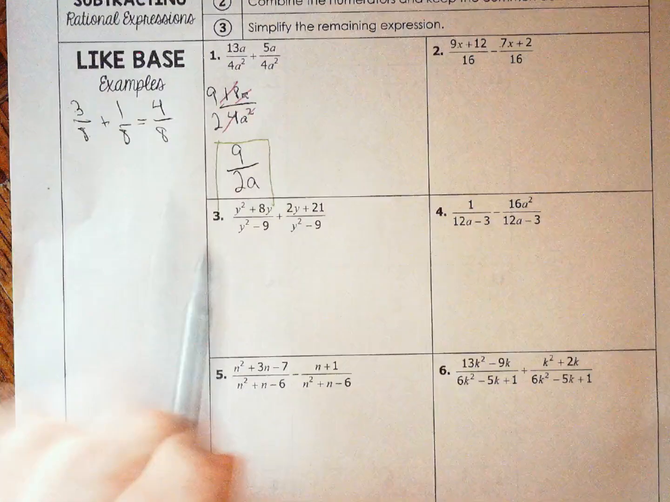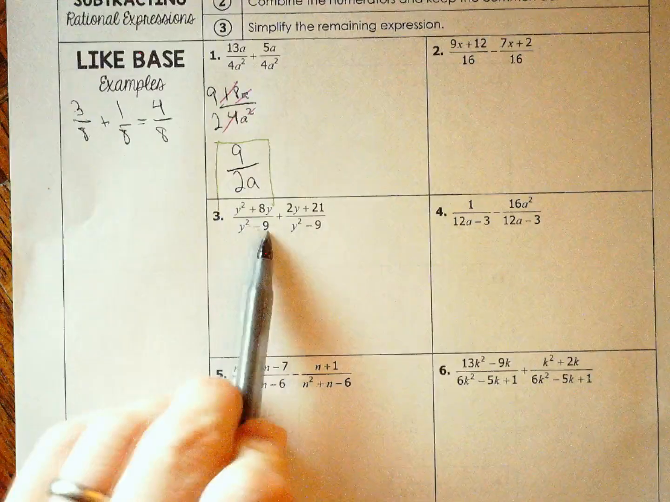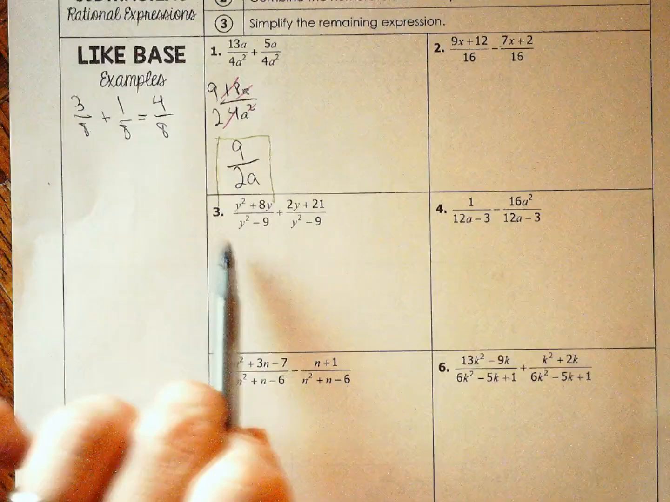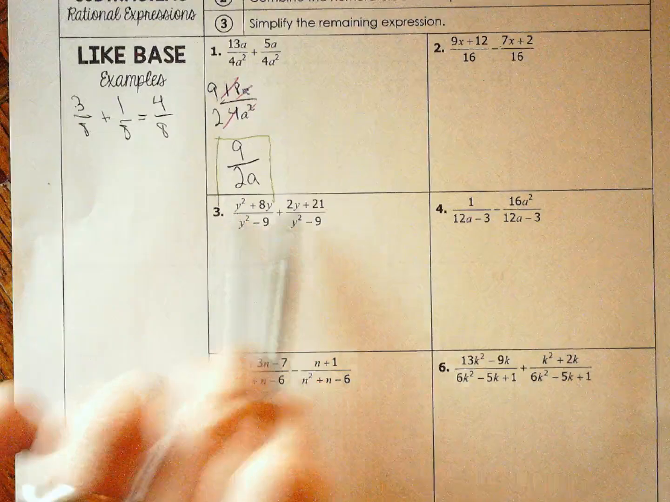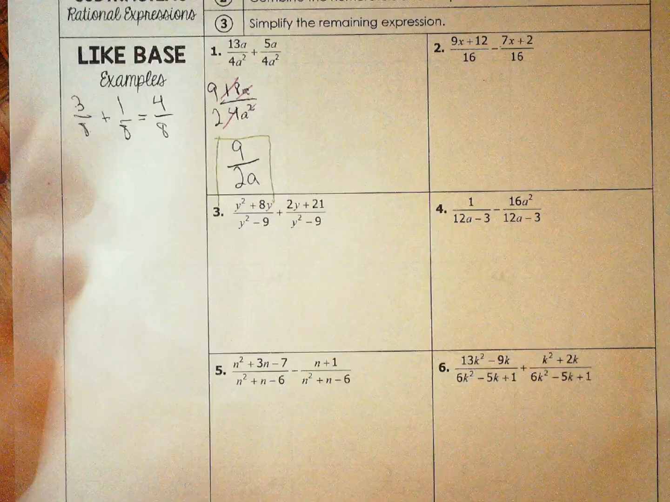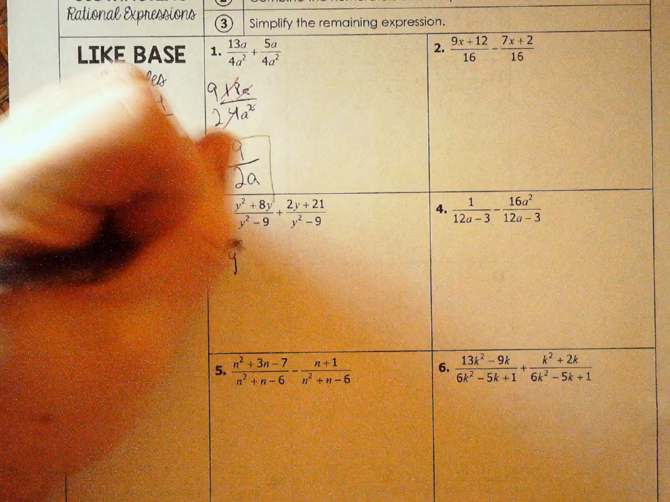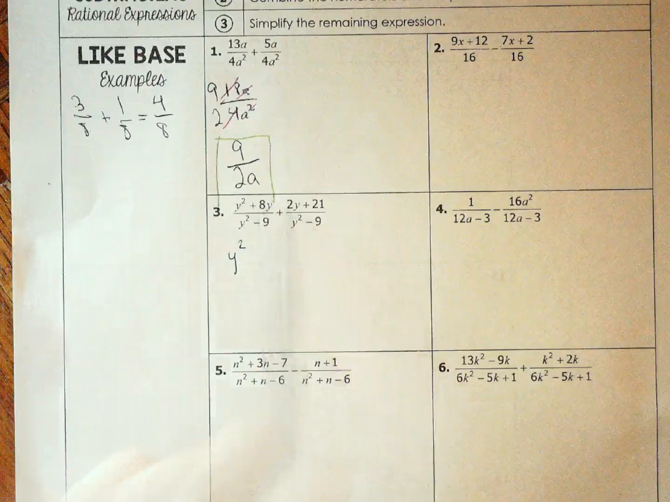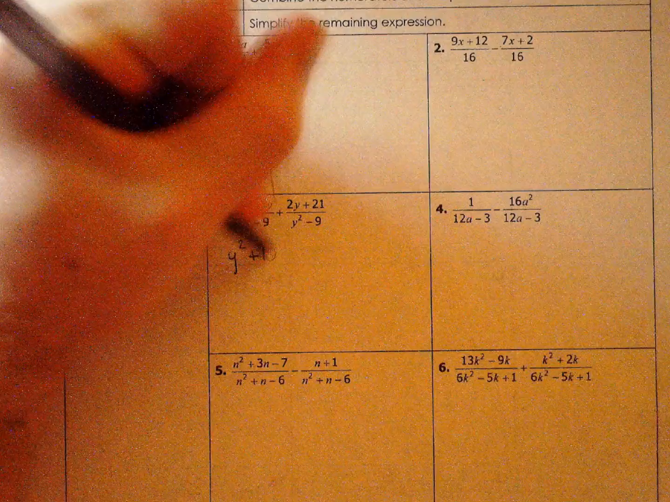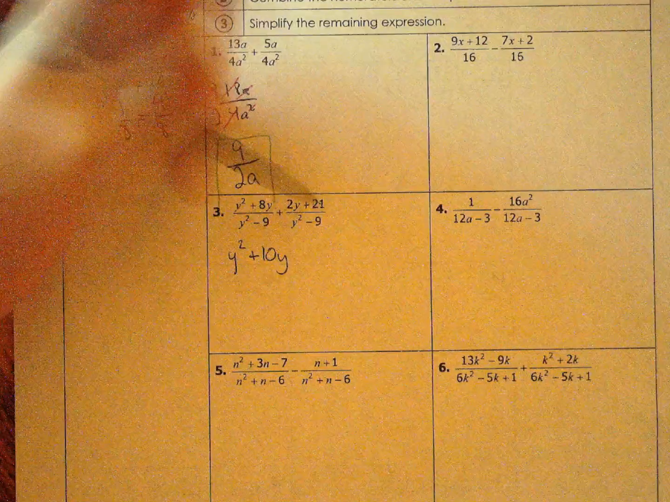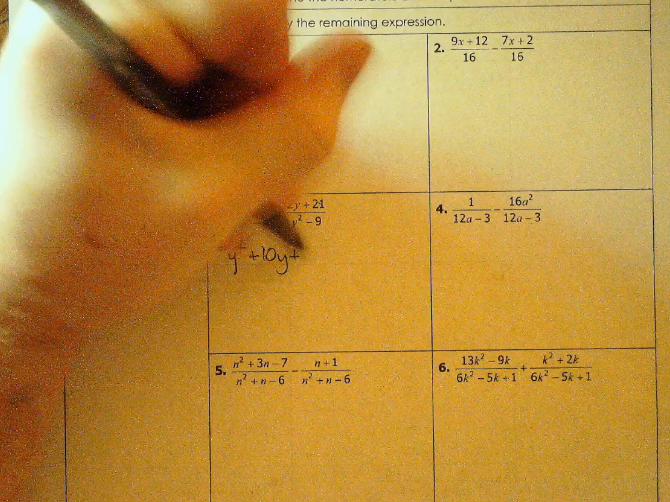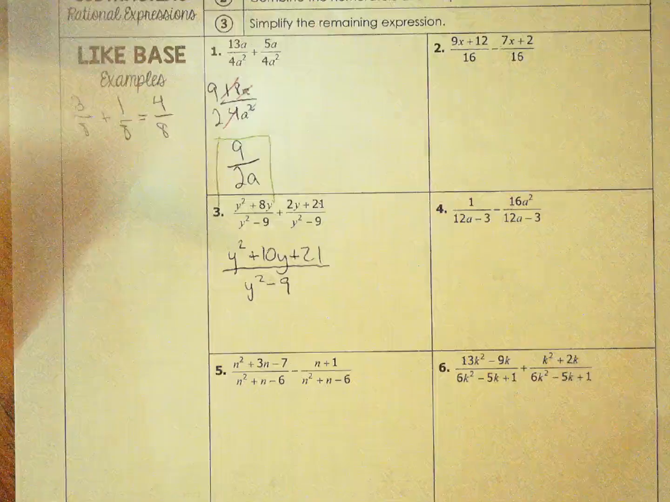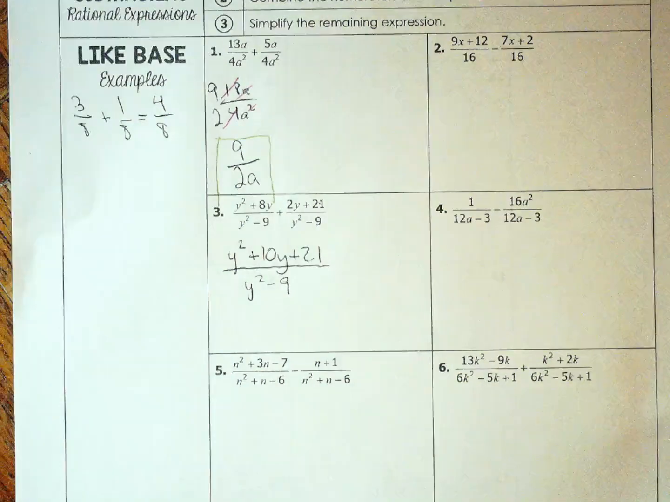Alright, so moving on to number 3 here. Notice these have y squared minus 9, y squared minus 9, so I still have the same denominator. So let's just add these numerators. Y squared, I don't have any y squareds over here, so I'm just going to write that y squared again. Then I have 8y plus 2y. 8 plus 2 is 10, so that's 10y, plus 21. And this is now over y squared minus 9.